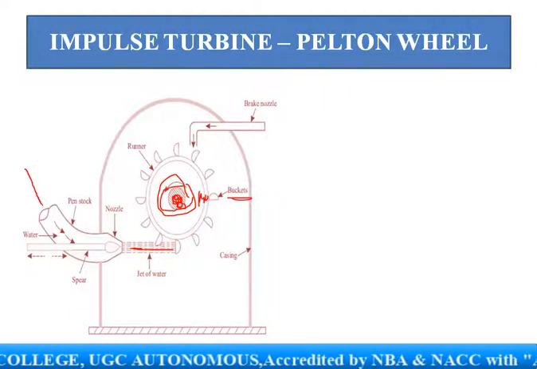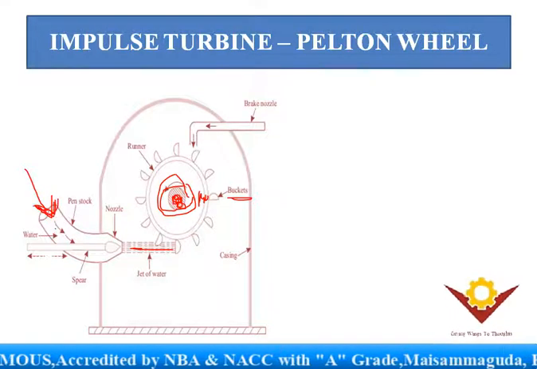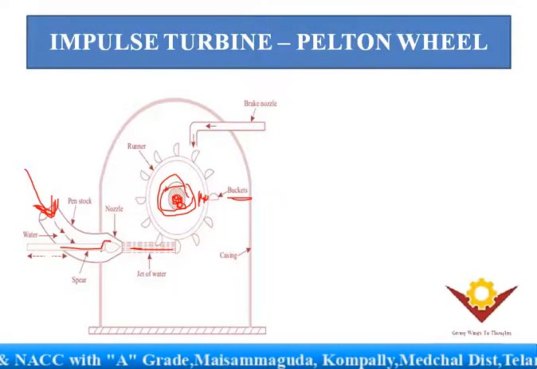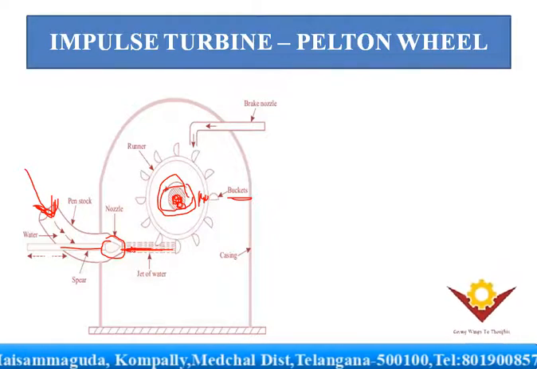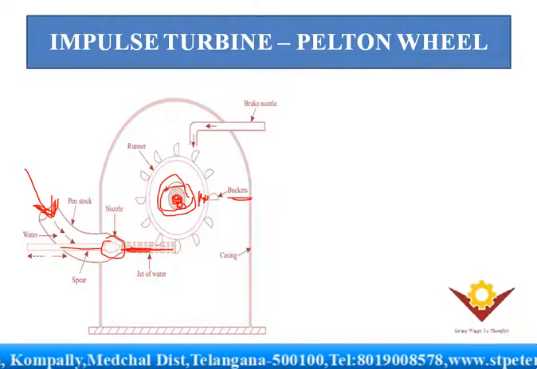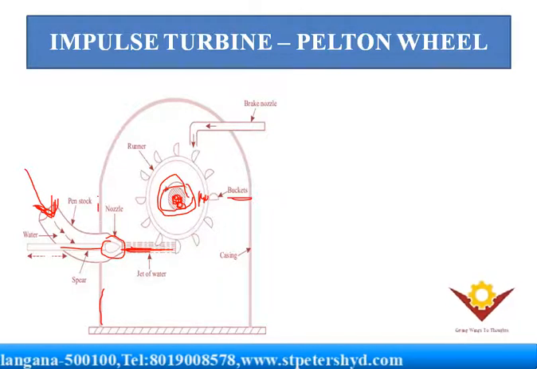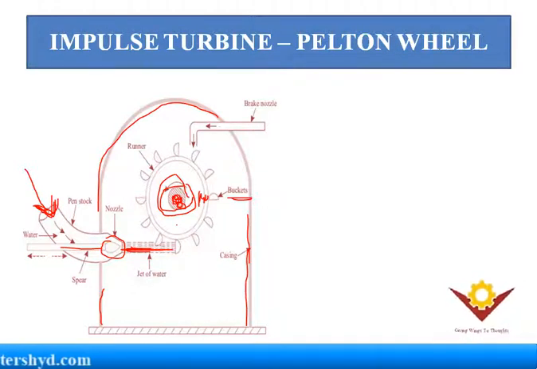And the next one, this is your penstock, from where fluid from the dams will come to this. And this is your spear, with which we can control the velocity of the fluid, that is, the jet which is coming out of the nozzle. We can control that. And this is your casing, which is used to prevent splashing of water outside of the total Pelton wheel.